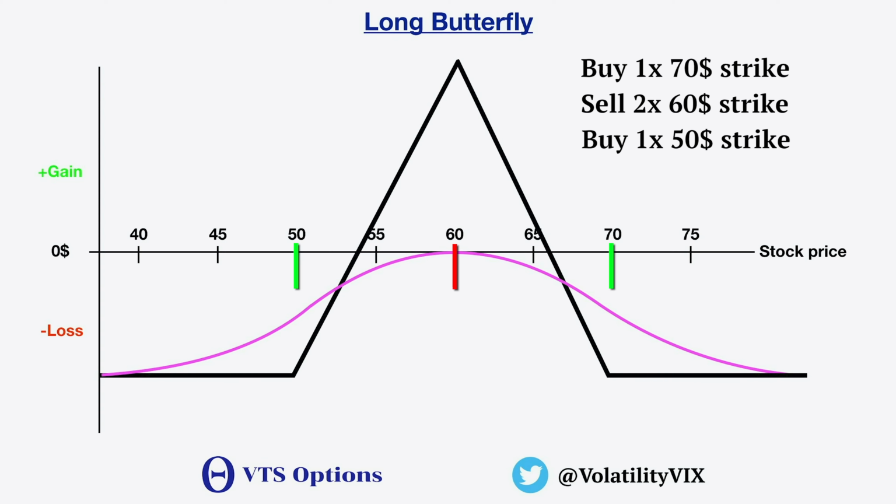Now, because you're buying those wings, the maximum loss is capped at the premium paid. You can't lose more than that no matter what happens. So that standard at-the-money butterfly is a really great market-neutral strategy for when you're fairly indifferent about the price. You don't favor up or down, you just think it's going to remain fairly stable in that middle range.